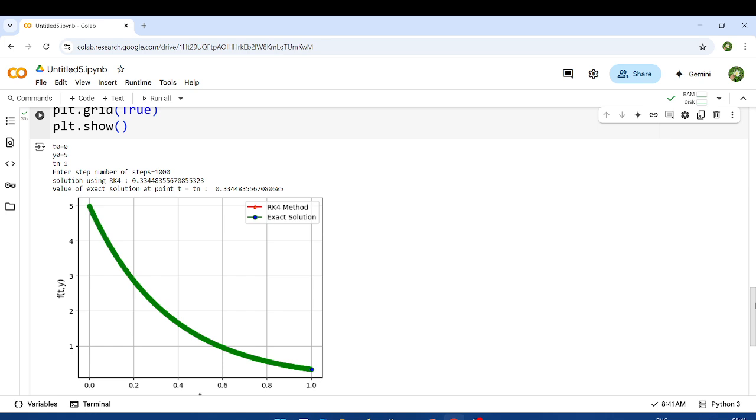You will see that the solution of the RK4 method is 0.334, and the value of the exact solution at the point t equals tn is 0.334. And you can see that the exact solution curve and the RK4 curve are overlapping. In this way, you can say that this is a more accurate method than the Euler method. It is a fourth order accurate method. I think this is clear to you, and I hope you will solve the third question yourself. Okay, thanks for watching this video.